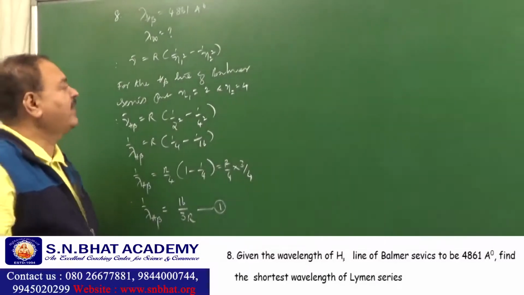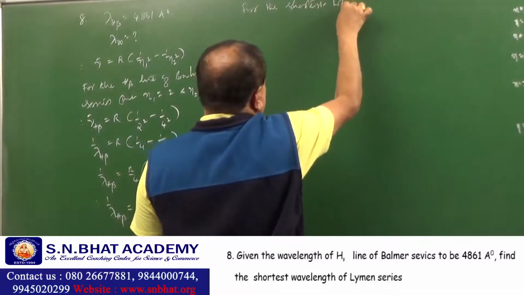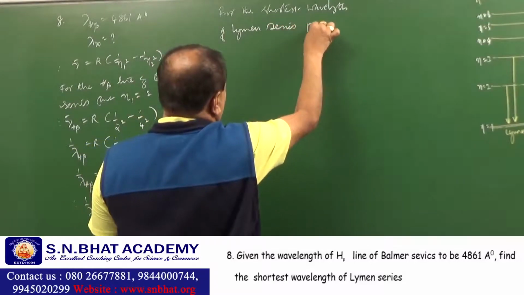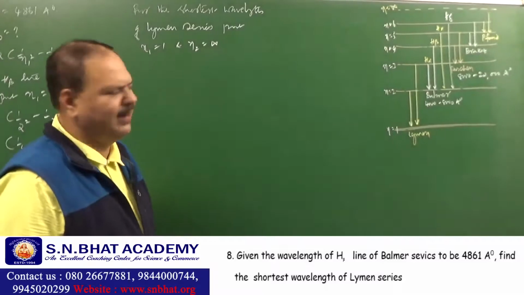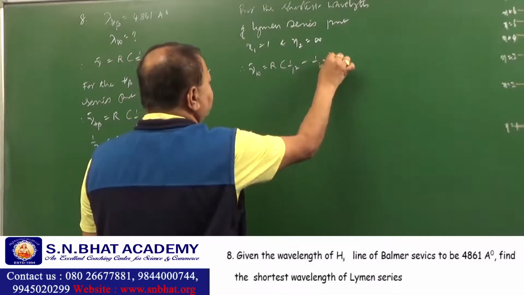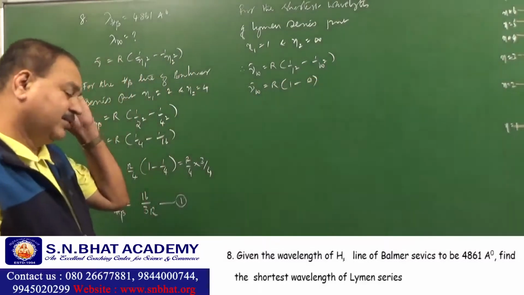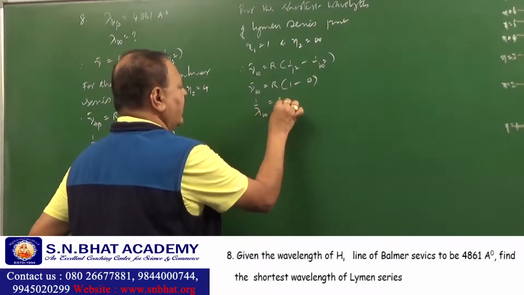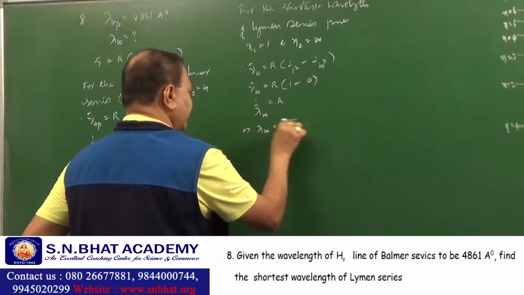He is asking for the shortest wavelength of the Lyman series. You know that for the shortest wavelength of Lyman series, you put n1 is equal to 1 and n2 is equal to infinity. The electron has to jump from infinity to level one. Therefore, in your formula, 1 by lambda infinity is R into 1 over 1 square minus 1 over infinity square, and that is R into 1 minus 0, because 1 by infinity square is equal to 0. And therefore, your 1 by lambda infinity is equal to R, which implies lambda infinity is equal to 1 by R. You take it as equation number 2.